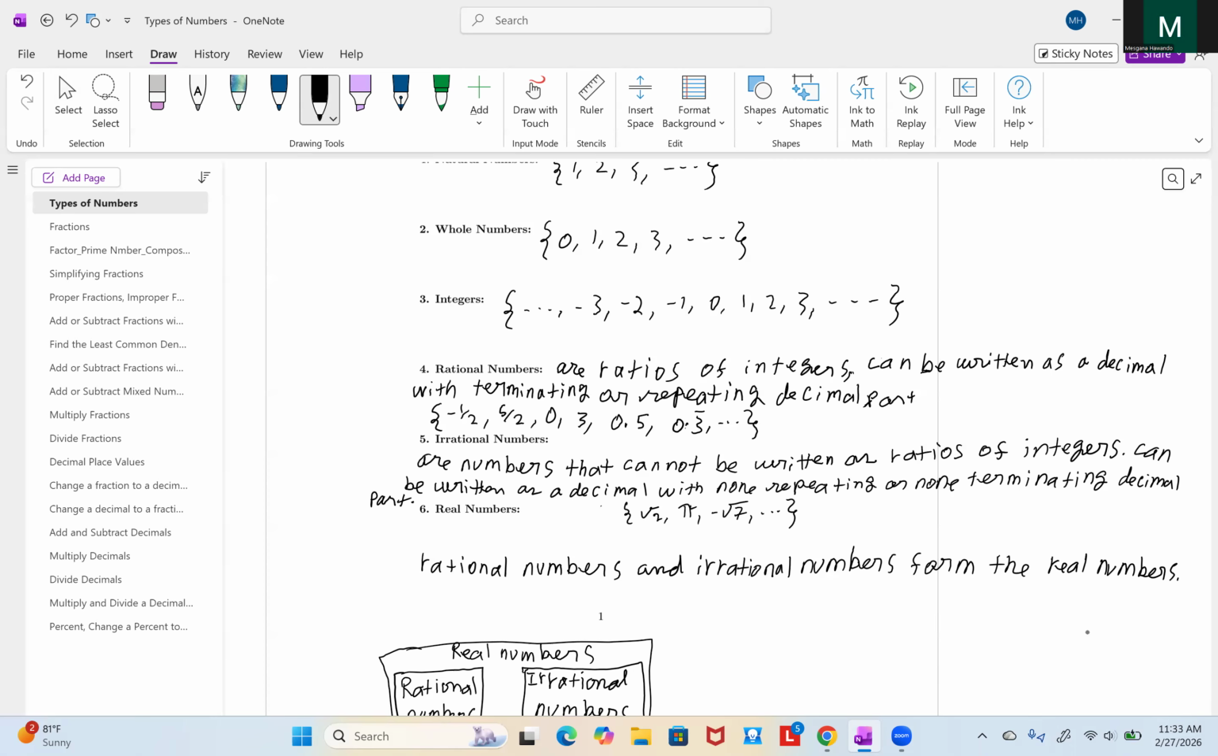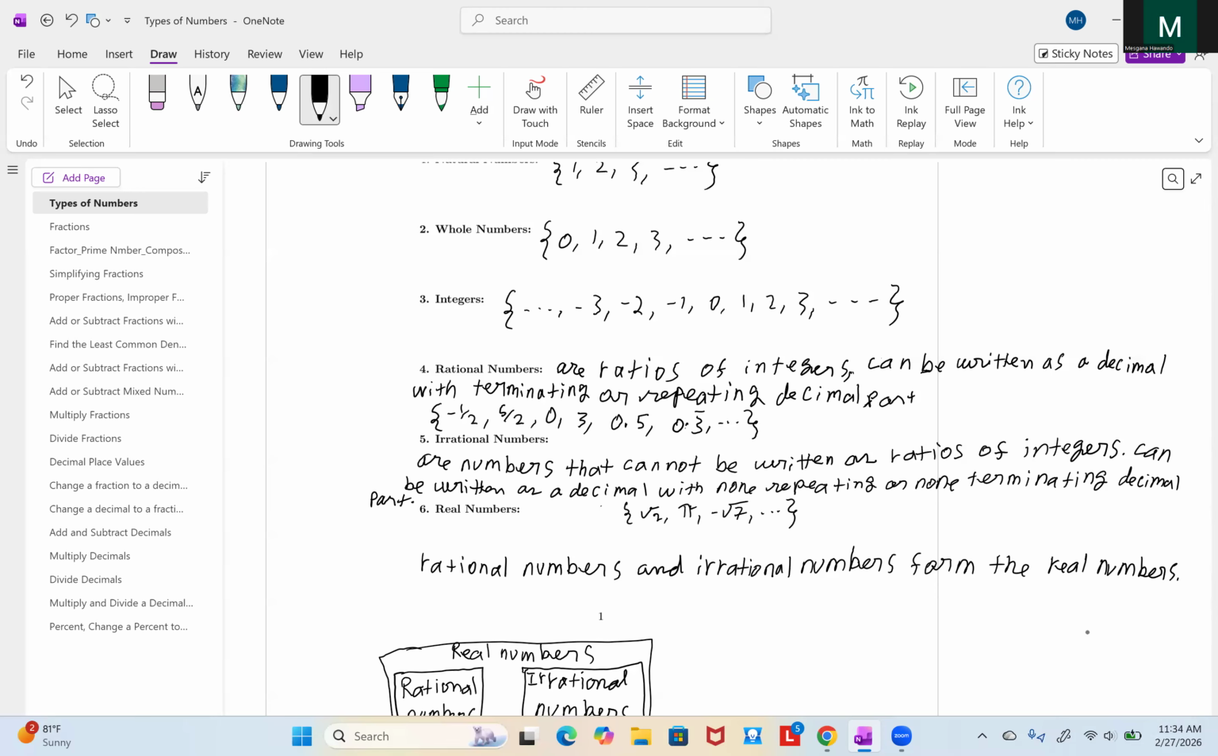Now, we can also write a rational number as a decimal. When it is written as a decimal, it has a terminating decimal part. An example is 0.5. And then another one is that it has a repeating decimal part. Example is 0.3 with a bar, and this bar indicates that the digit 3 repeats.